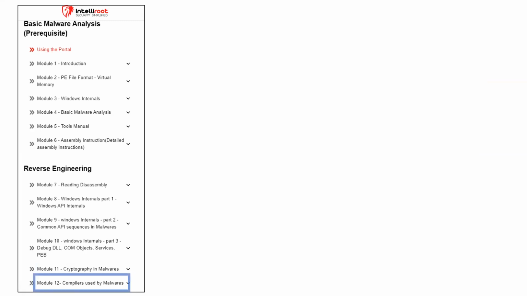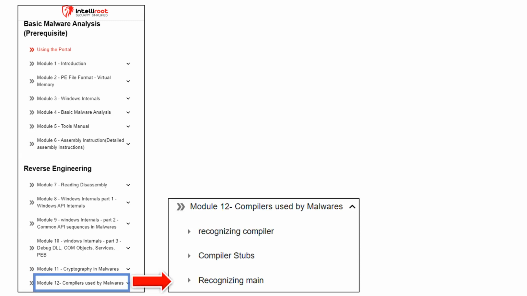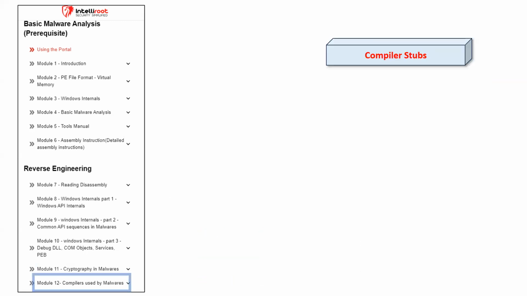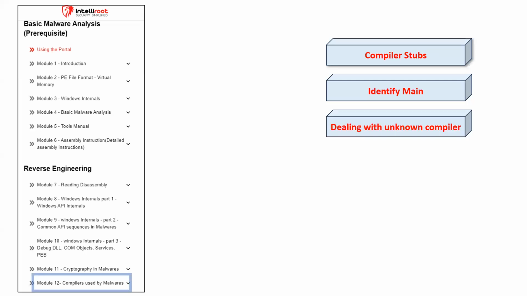Module 12 covers compilers seen in malwares. It talks about the concept of compiler stub, which is inserted by the compiler into the compiled binaries. It teaches you to identify WinMain in C++ programs. Also, it teaches you to identify main in C++ programs which are compiled with not so well-known compilers.